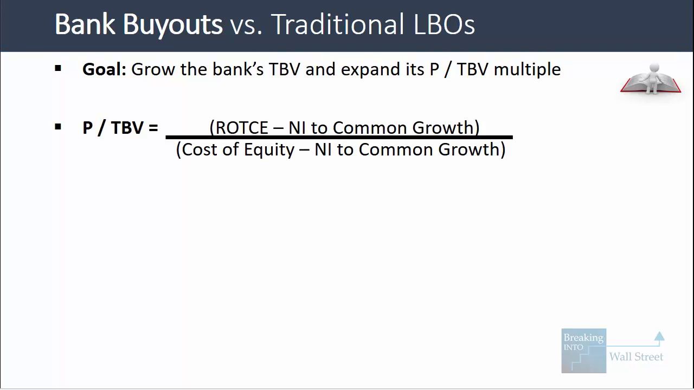But with the price to tangible book value multiple, you can relate this multiple to the bank's underlying financial metrics with this formula. Return on tangible common equity minus net income to common growth, divided by cost of equity minus net income to common growth, equals the bank's implied price to tangible book value. Of course, this formula only really works if everything is stabilized, but it still gives you a rough sense of what the bank's multiple should be.